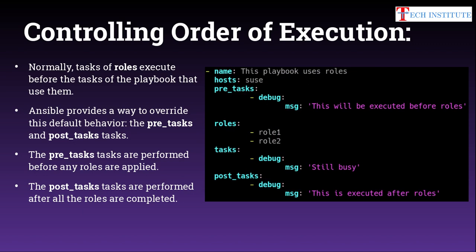Here you put the name, then hosts, then pre-tasks. There I put a debug task that shows a message like this will be executed before roles. Then I am putting roles, calling role 1 and role 2. Then I am giving a normal task where I am again showing a message that it is still busy. Then I am going with a post task. So first the pre-task will be executed, then roles, then tasks, and when all things are completed, your post task will be executed. Like this you can use pre-tasks and post-tasks and control the execution order.